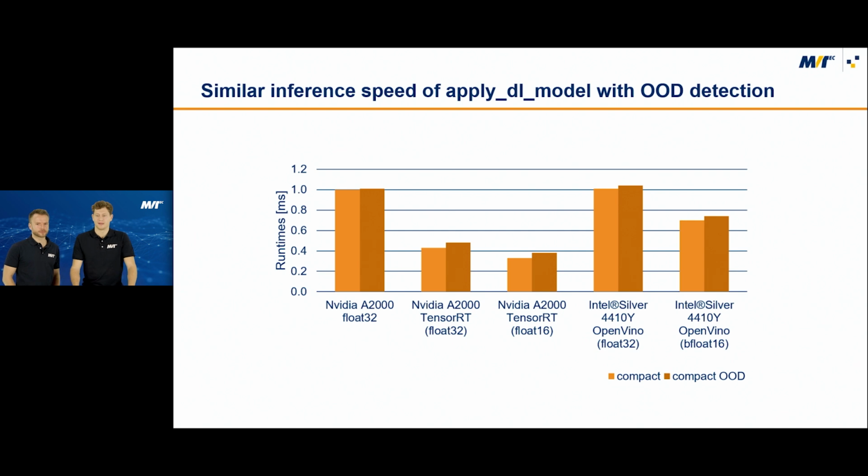Here we have a benchmark of apply DL model with different hardware, comparing the inference time of the model with out of distribution detection to the one without out of distribution detection. As you can see, the out of distribution detection does not add much to the inference time, but of course you can expect a small increase when using out of distribution detection.